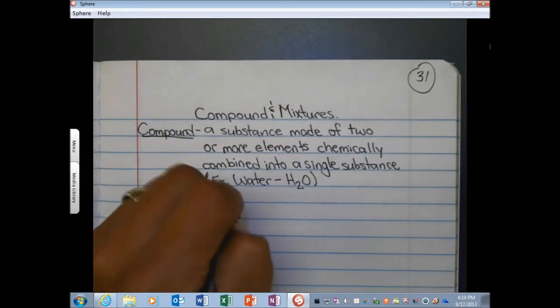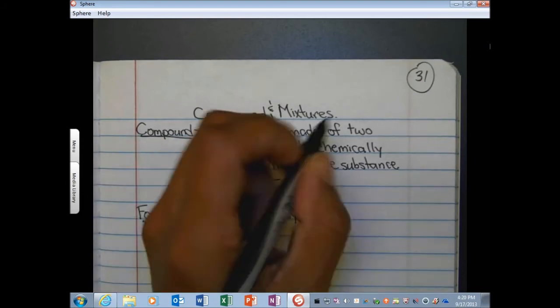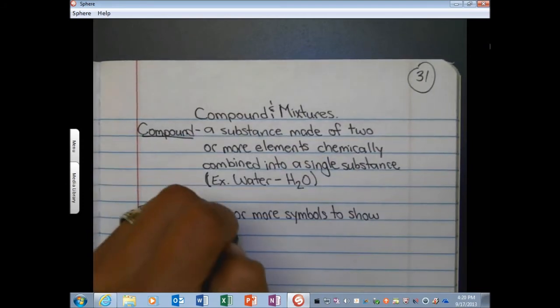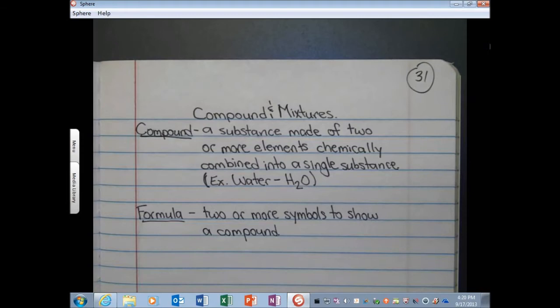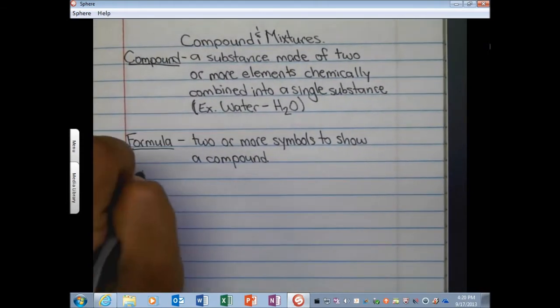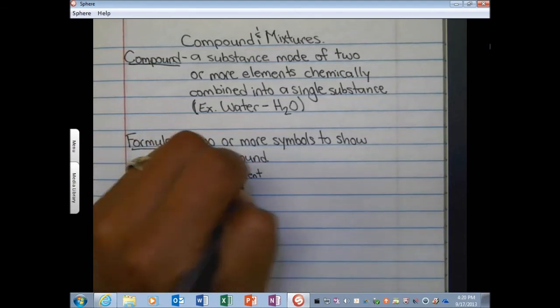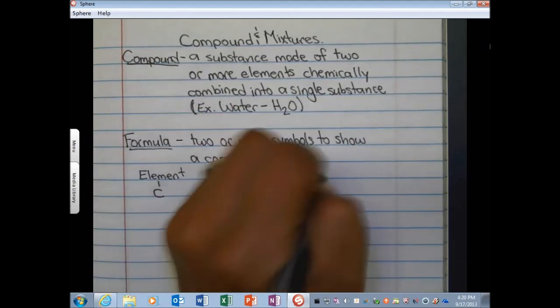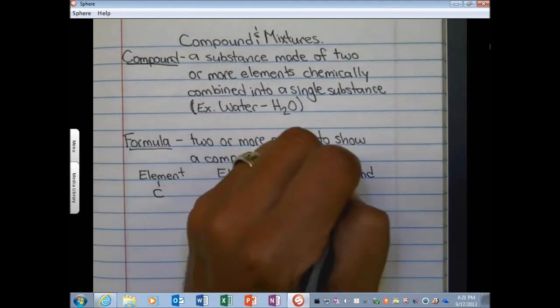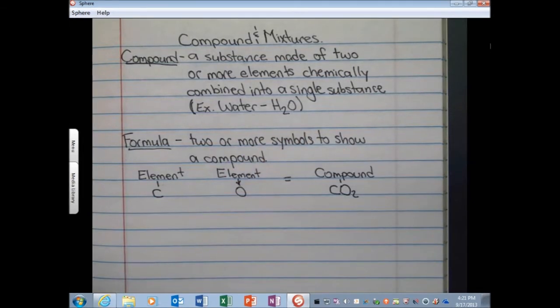The next one is going to be a formula. And a formula is very similar to what the symbol is of one atom, except this one is two or more symbols to show a compound. So for example here, we're going to have one element, C, which is going to be carbon. The next one will be oxygen for O, and we'll actually have two oxygens, and we combine the two to get a compound that you guys know as carbon dioxide, or CO2.